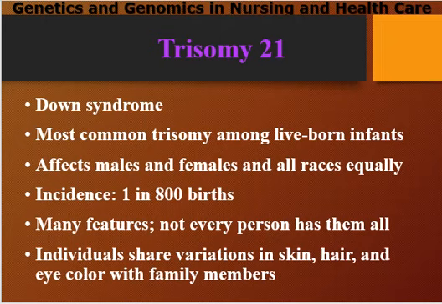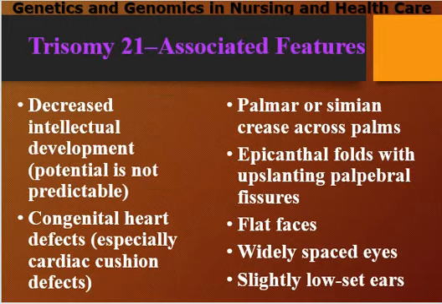The phenotypic expression has many features, but not every person has all of them. There's some variation with that trisomy. Individuals do share variations in skin, hair, and eye color with family members, but there are some very specific facial features that are common to all children with Down syndrome. Some of those associated features are a palmar or simian crease across the palms, epicanthal folds, flat faces, widely spaced eyes, and slightly low-set ears.